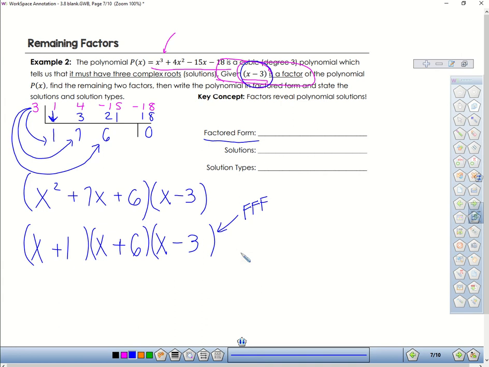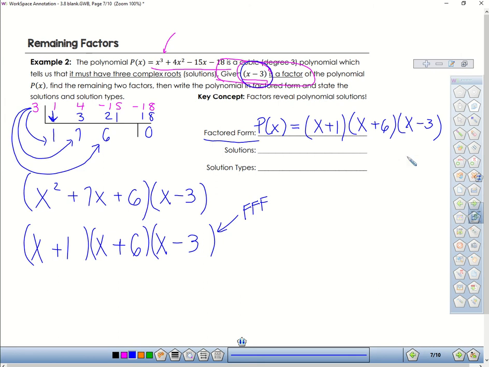So they want our fully factored form. So we're going to write it on the line here. P of x equals x plus 1 times x plus 6 times x minus 3. And that's what we call our fully factored form. Now, can anybody tell me what would happen if I went ahead and distributed and multiplied these all back out? What would I end up with? Exactly, the original polynomial. Very good.